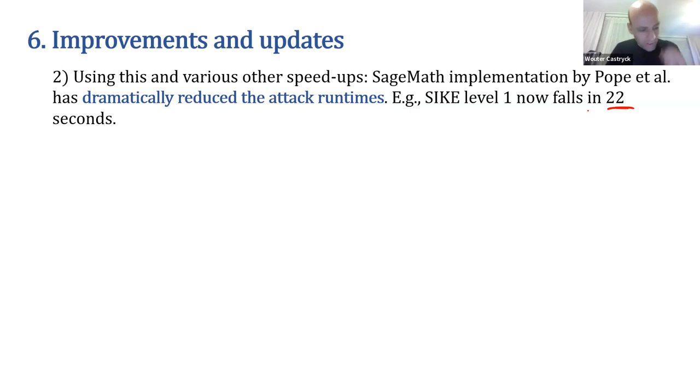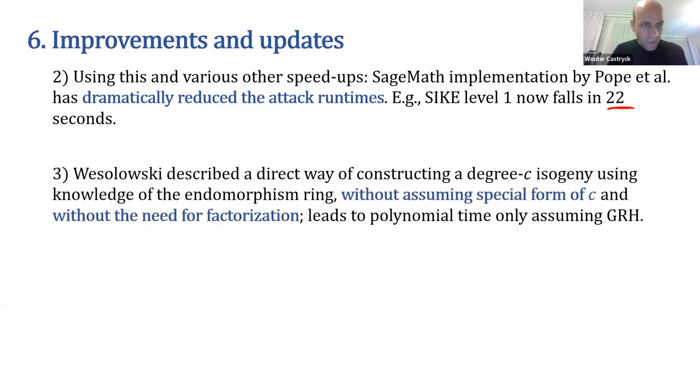Well, of course, there's not really a point in pushing this down as far as you can, but I just wanted to mention it. I also want to mention that our condition that we had on factoring these integers C, you can actually get rid of it. So you don't need this factorization. This was pointed out by Wesolowski. You don't need to assume any special form of C.